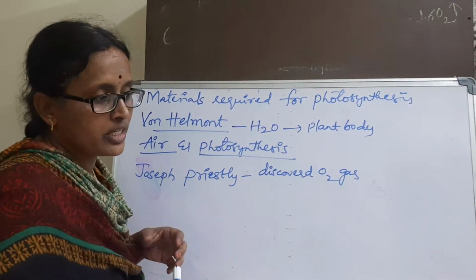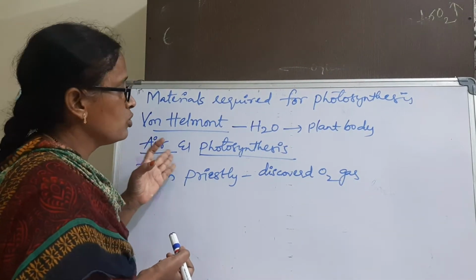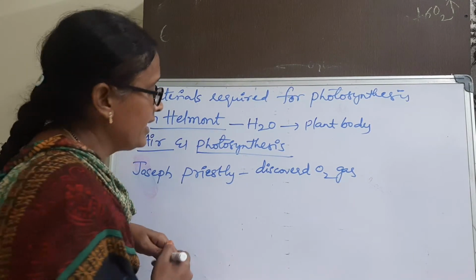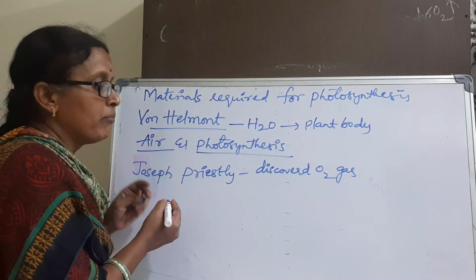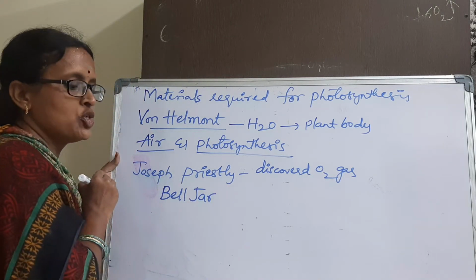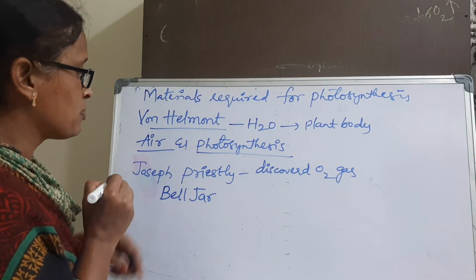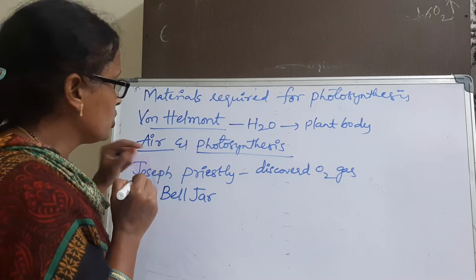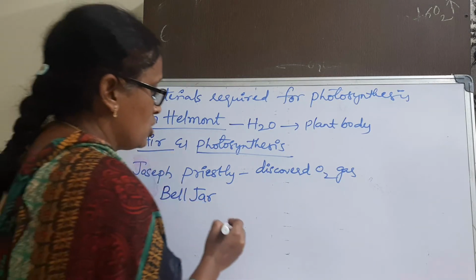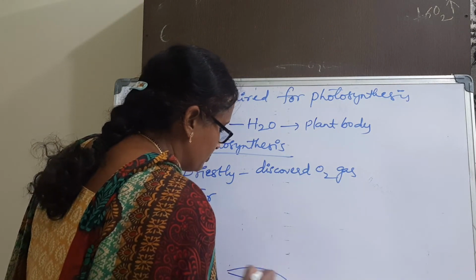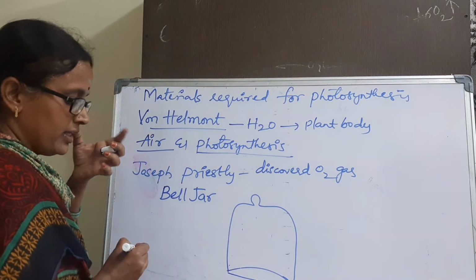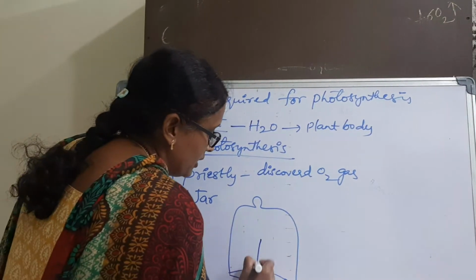He did lots of experiments. In one of the experiments he wanted to prove the relation between air and photosynthesis. To prove that, he used the bell jar. We say that the bell jar experiments were done by Joseph Priestley to know the role of air in the process of photosynthesis. Simply, he takes the bell jar and puts a burning candle.